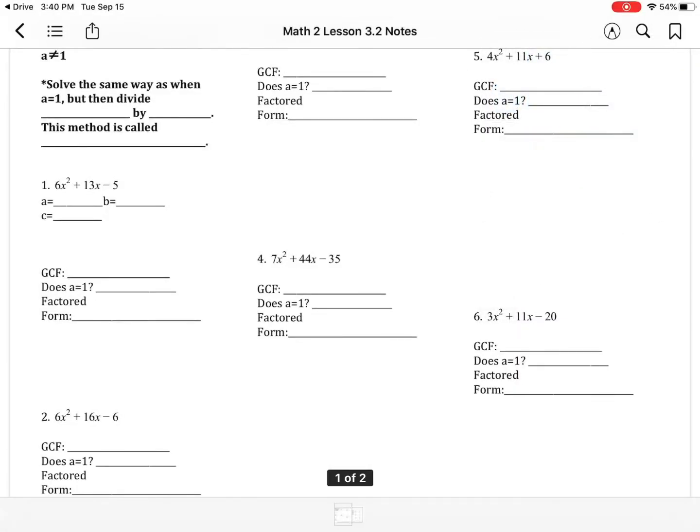Hey guys, so in this video, I'm going over lesson 3.2. Again, this is Math 2 notes, not the Honors Math 2 notes, but they are very similar, so I'm doing it all at the same time.